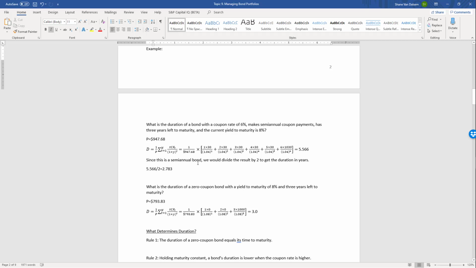Since this is a semi-annual bond, we divide the result by 2 to get the duration in years. So this is the duration in 6-month periods. So it's 5.566 6-month periods. Because we want to put that into years, we divide by 2. We get a duration of 2.783.